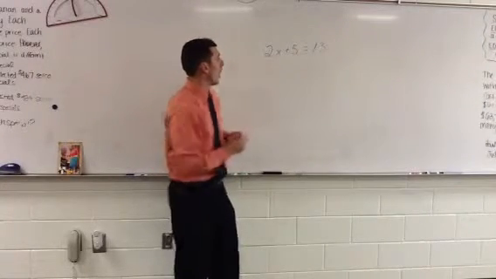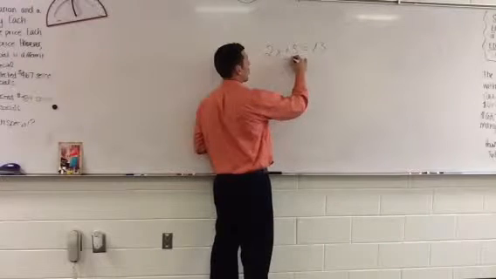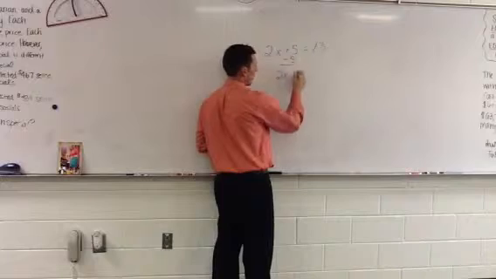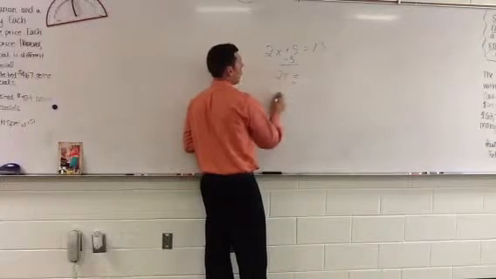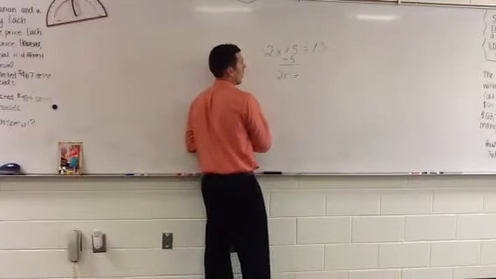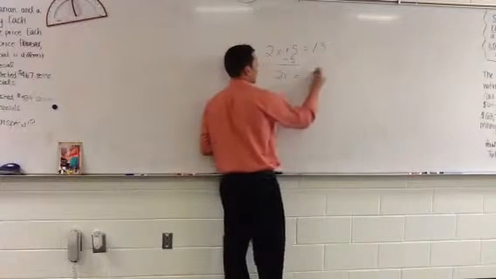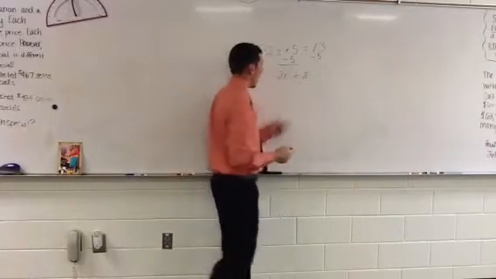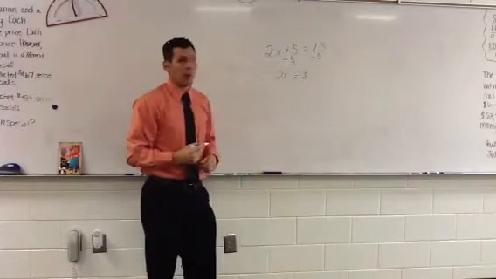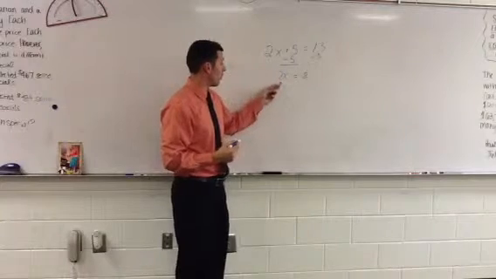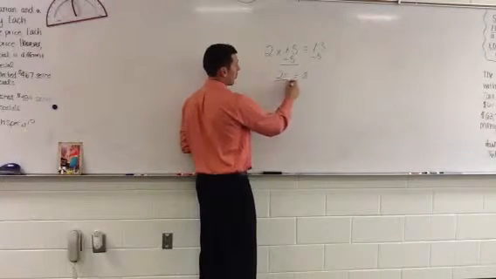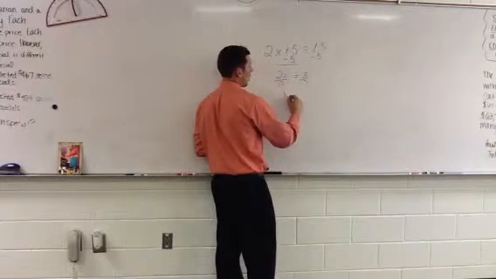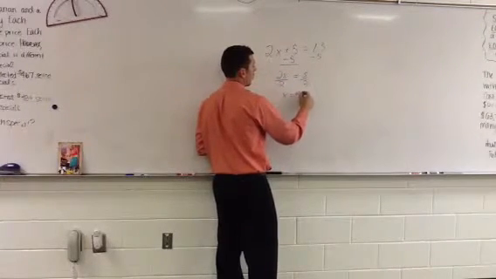If I want to get rid of a positive 5, I need to subtract 5, because that will leave me 2x and 0. Now, whatever you do to one side of the equation, you must do to the other. So I must also subtract 5 from this side. 13 minus 5 will give me 8. And now you'll see we're back to the problem that we just did. It has a coefficient of 2. This coefficient is being multiplied by x. Therefore, to get rid of it, I need to divide by 2. Divide by 2. x equals 4.